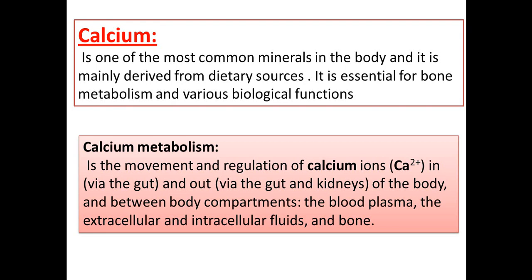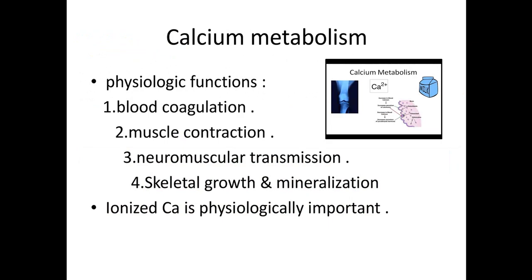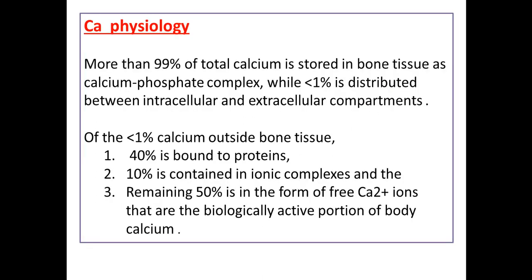It is the movement and regulation of calcium ion in and out of the body and between body compartments: the plasma, the extracellular and intracellular fluid, and the bone. The function of calcium is important for blood coagulation, muscle contraction, neuromuscular transmission, skeletal growth, and mineralization. And it is the ionized calcium that has this important physiological function.